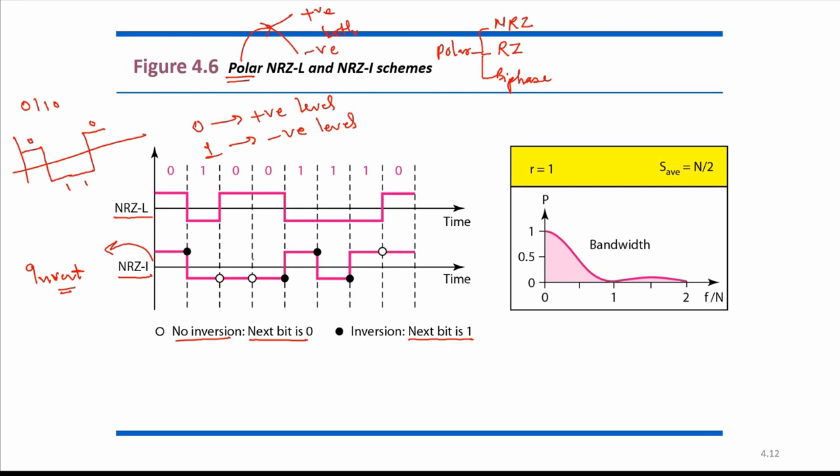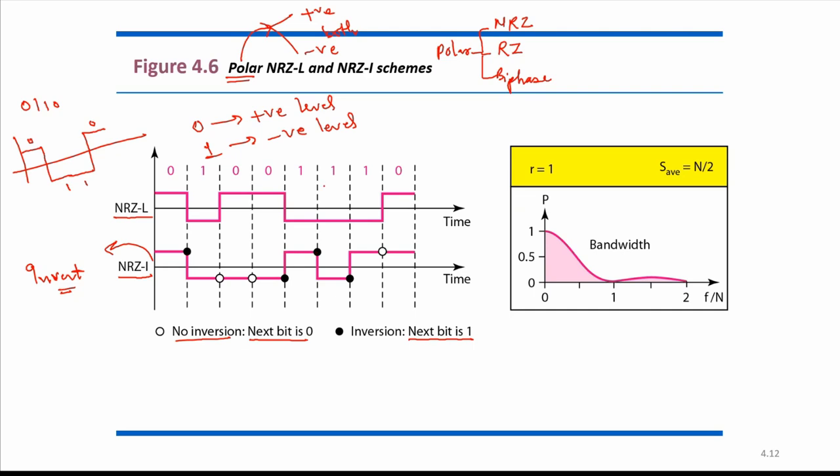Again at this point it will check whether next bit is 0 or not. If next bit is 0, then again no inversion, no change will be there. So whatever the negative is coming out, the negative will continue. At this point again it will be checking the next bit. So next bit is 1. If next bit is 1, that means there will be an inversion. So inversion is done. It was negative, now inverted, so positive will be there. So now it is positive.